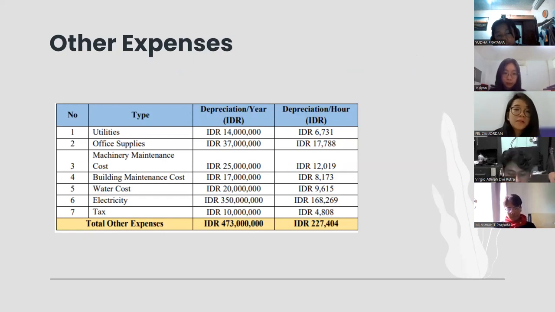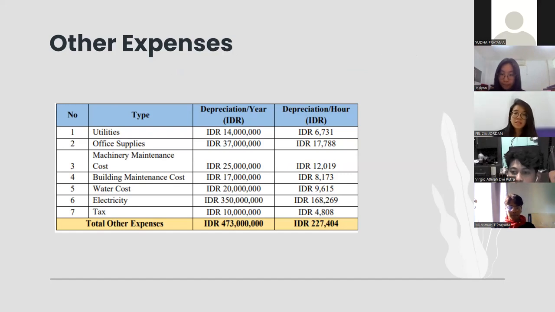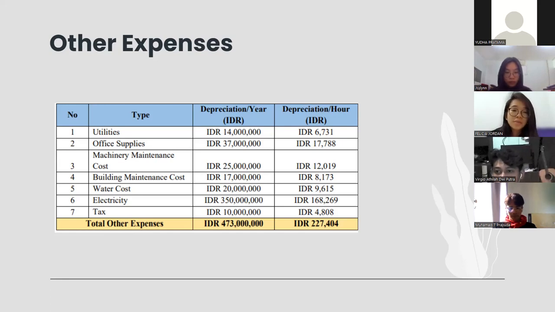So aside from cost of investment, we also calculated other expenses, which include utilities, office supplies, machinery maintenance costs, building maintenance costs, water costs, electricity, and tax. As you know, when you run a company, many other expenses should be taken into account. And so we totaled everything per year. It will cost us 473 million rupiah, or 227,404 rupiah per hour.